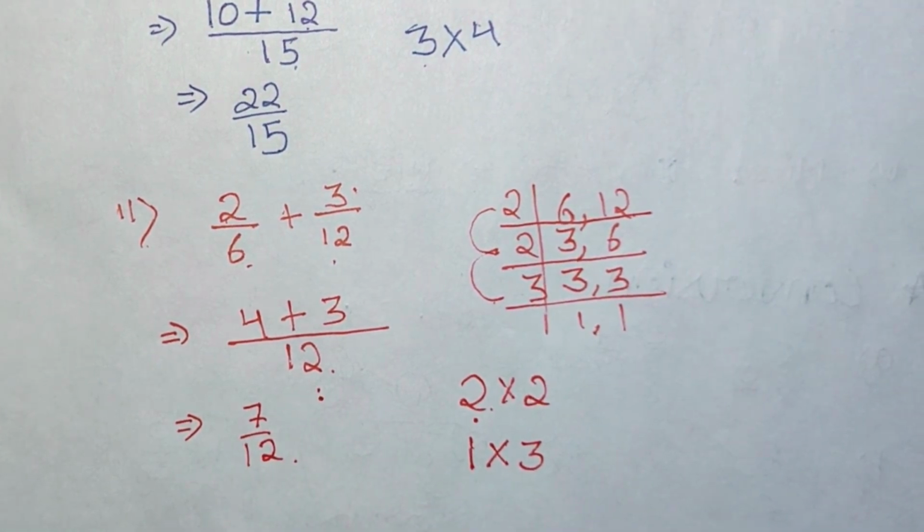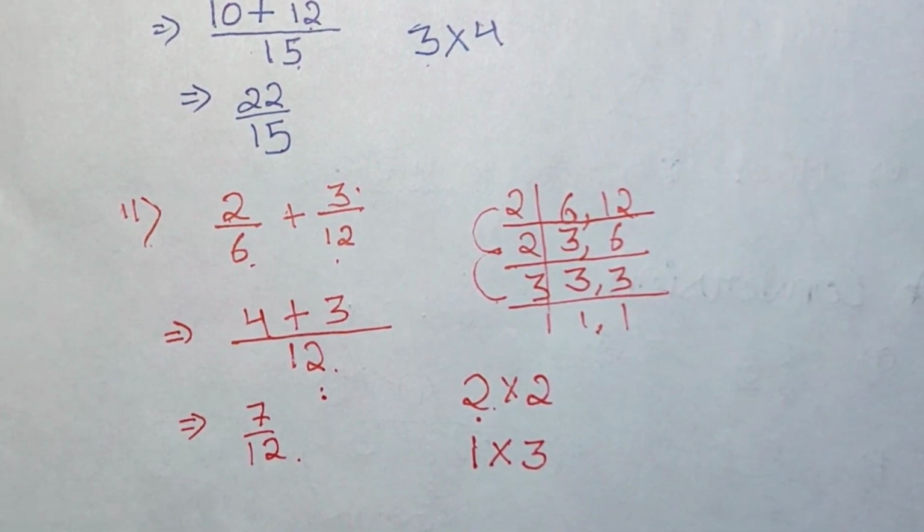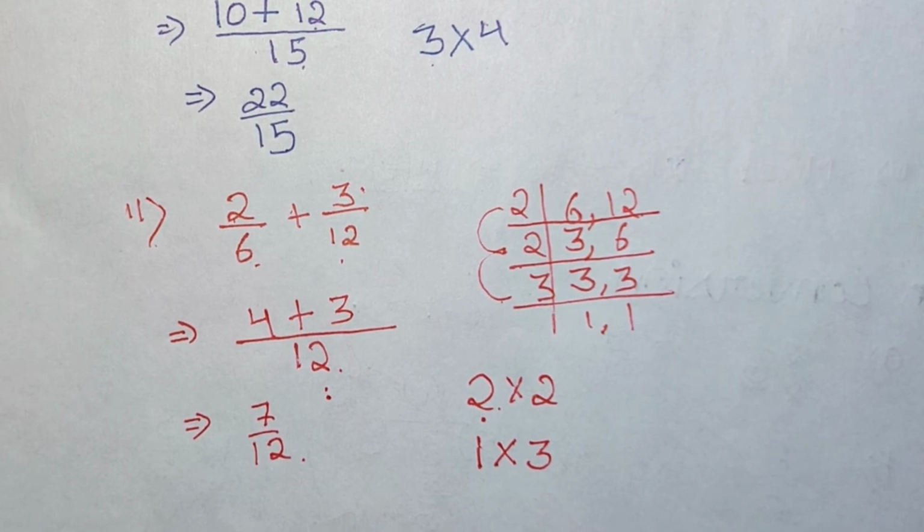So this is how we add the fractions whose denominators are same. Second, whose denominators are different. Now same is in the case of subtraction. Let us see one example to understand it.